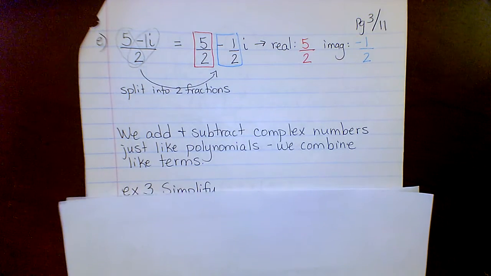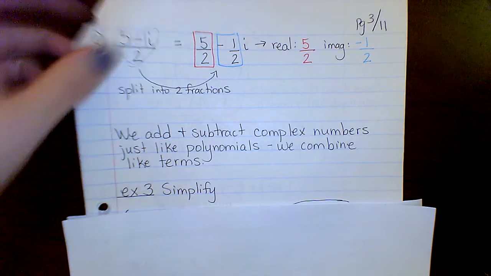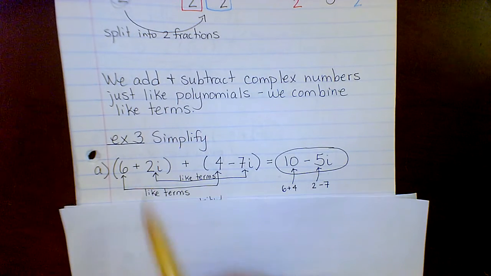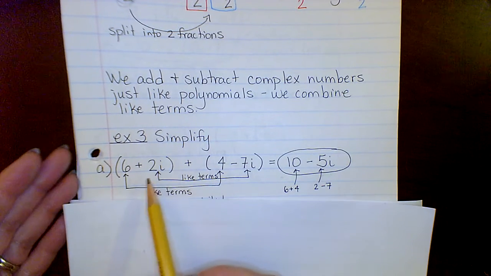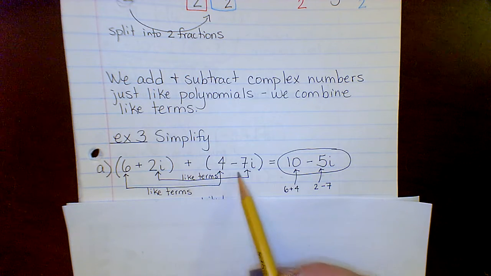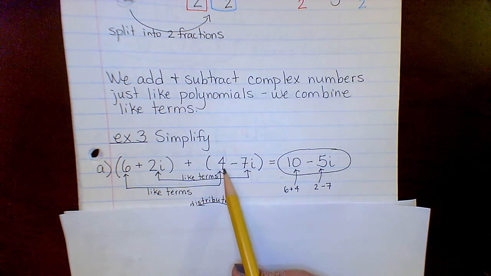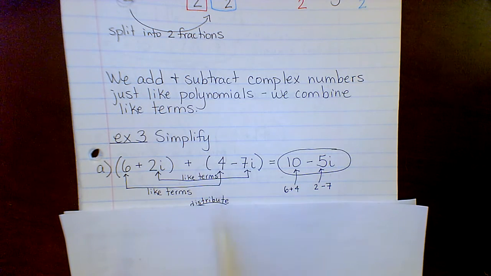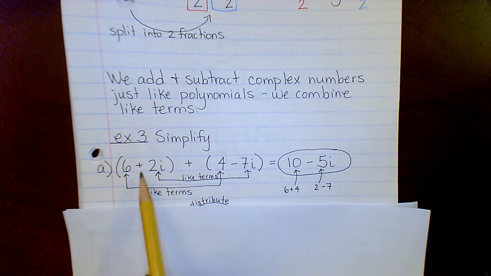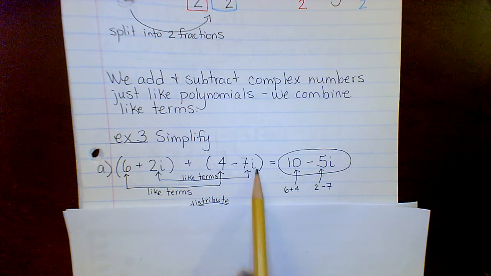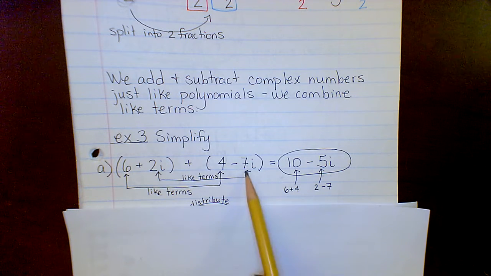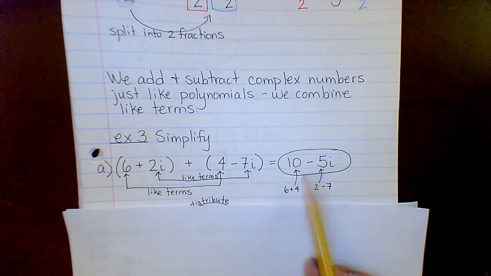All right, we add and subtract complex numbers just like we did with polynomials, just like we did with the radicals. We just combine like terms. Okay, so let's say we wanted to add 6 plus 2i plus 4 minus 7i. We just add the like terms. You add the real parts together, 6 plus 4, and then you add the imaginary parts. This is seriously no different than if there was an x there. So that's a plus 2i minus 7i. So combining those coefficients, 2 minus 7, we get that minus 5i. These are not like terms, so you can't combine those.